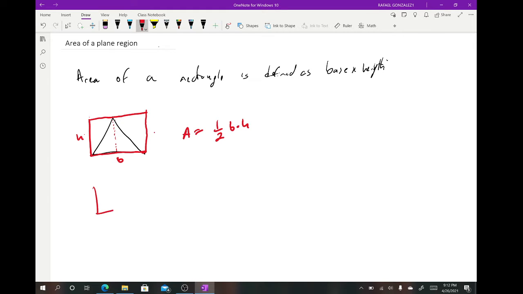If you draw a rectangle, then look how easily I can make a triangle in there. I have two of them now. So I have triangle 1 and triangle 2. The area of triangle 1 is half of the area of the rectangle, and the area of triangle 2 is half the area of the rectangle. When you add them up, you get the full area of the rectangle. So that makes a lot of sense.